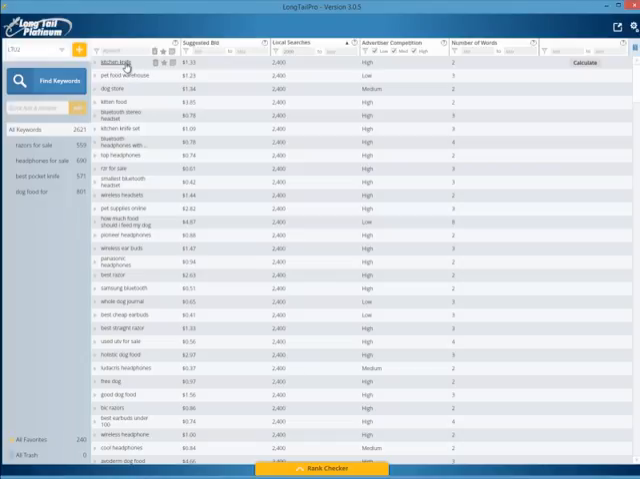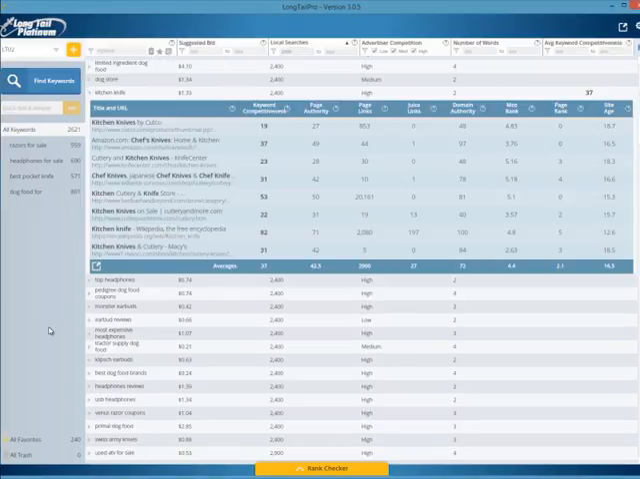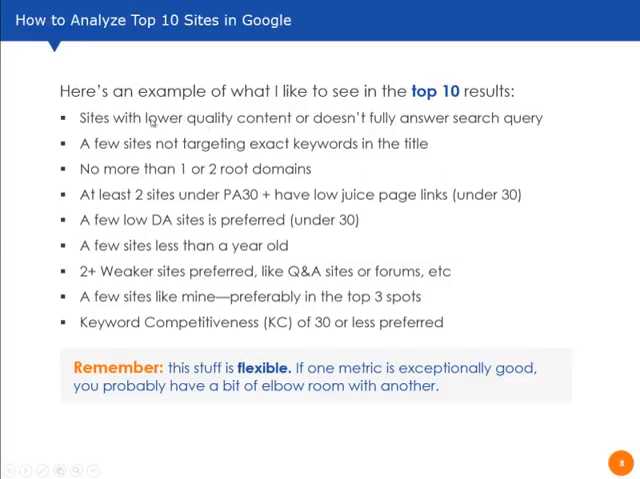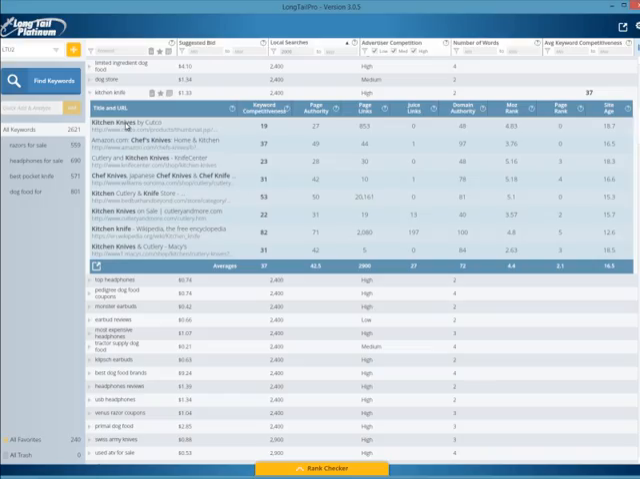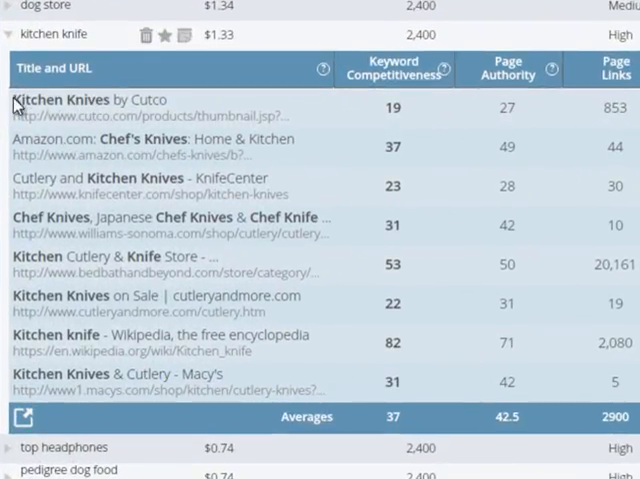As I'm looking at these, first of all, I'm going to click on one and let's walk through the checklist. So here I've just pulled up the data for kitchen knife. If we look at the top 10 results, I'm going to follow along with this checklist very quickly. We'll dive in deeper into whether sites have lower quality content or don't fully answer the search query after we look at these other ones. The first thing I want to look at is, are there sites not targeting the exact keywords in the title? It's very easy to look at. The keywords are actually bolded in the title here.